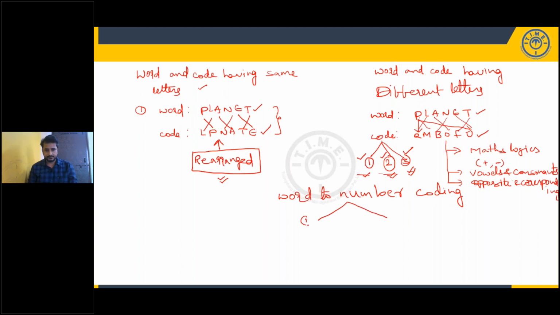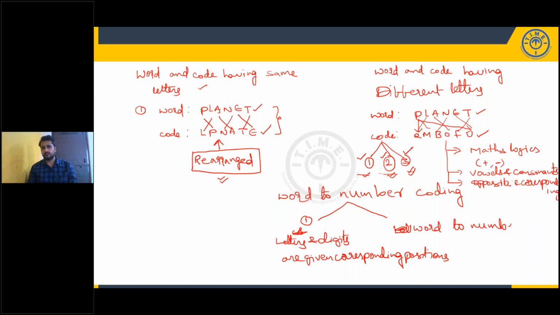One is letters and digits are given in corresponding positions. Letters and digits will be given in corresponding positions. And the one more is word to number code. Both are completely different. Letters and digits are given in corresponding positions. When we go through the questions, I will explain to you what exactly it is.